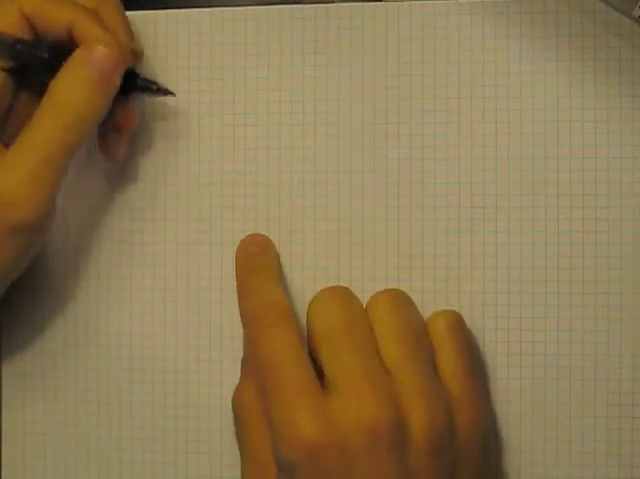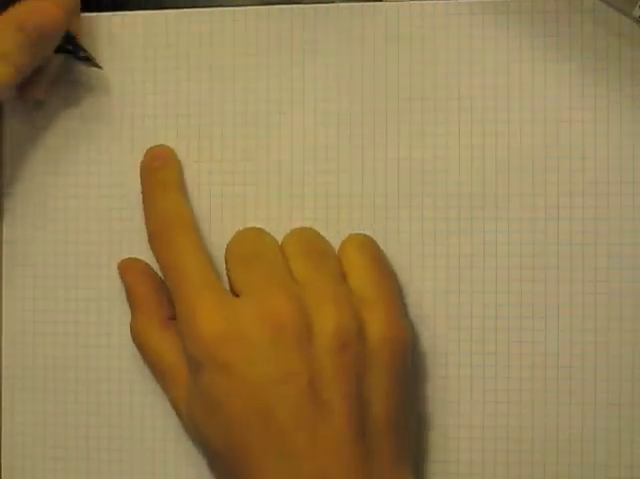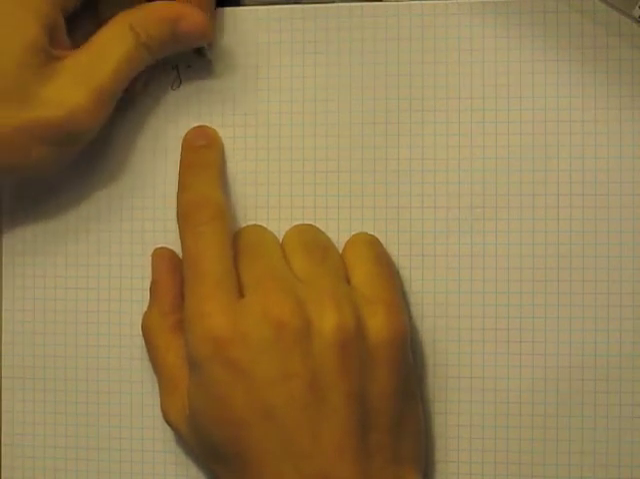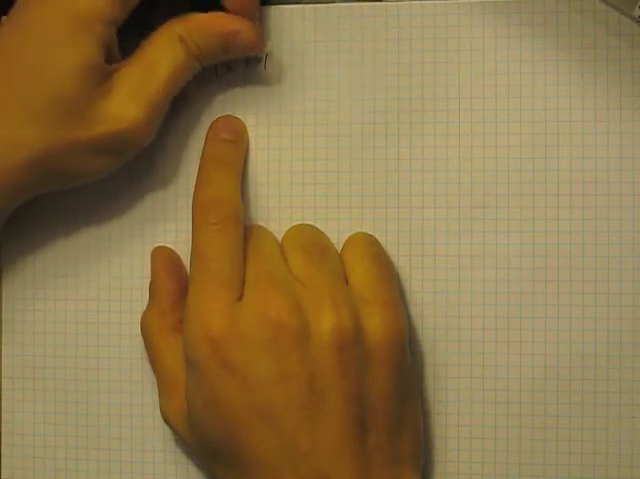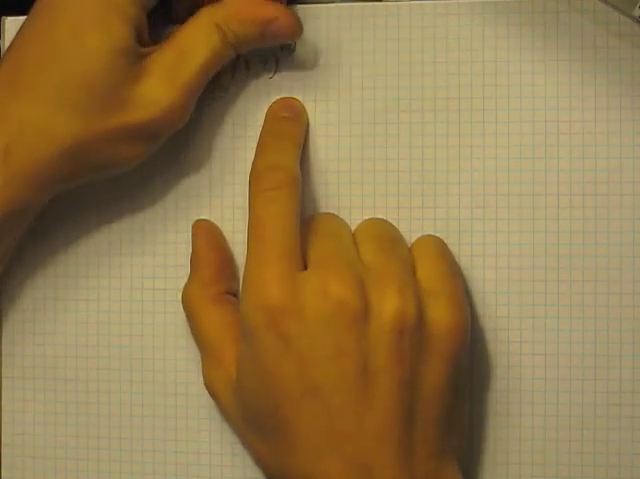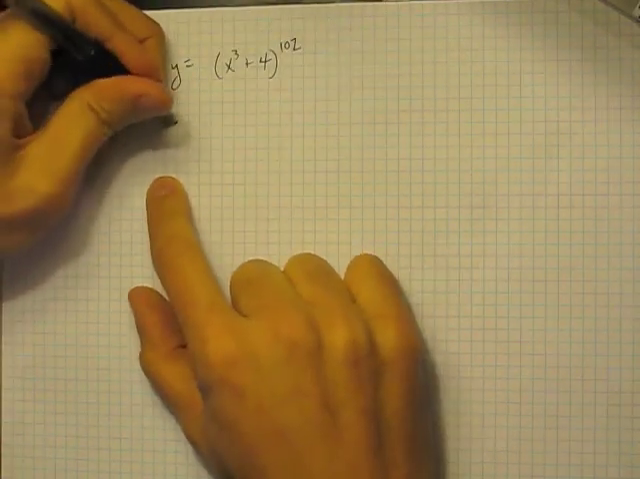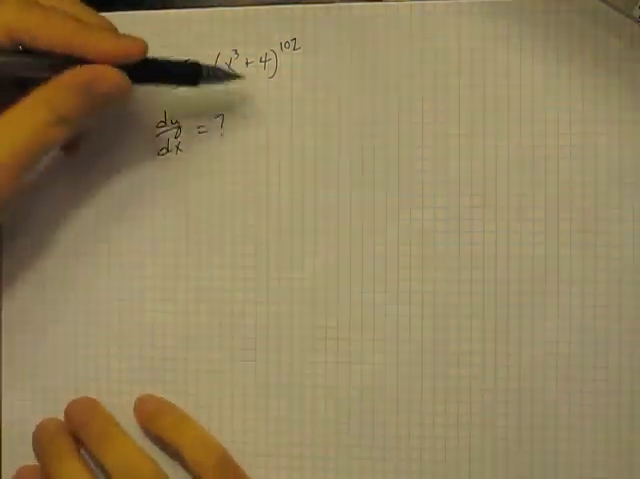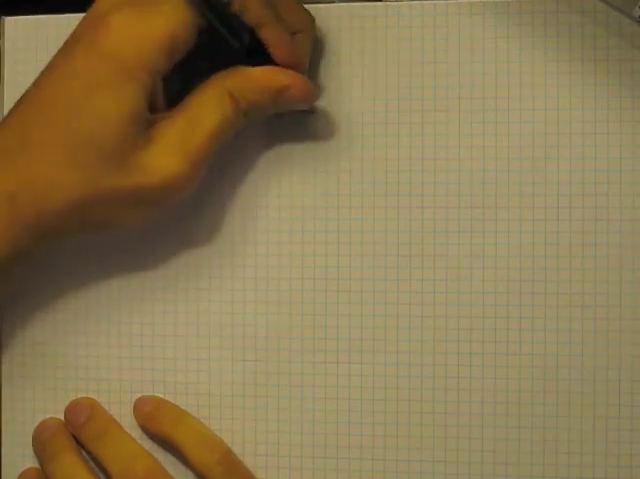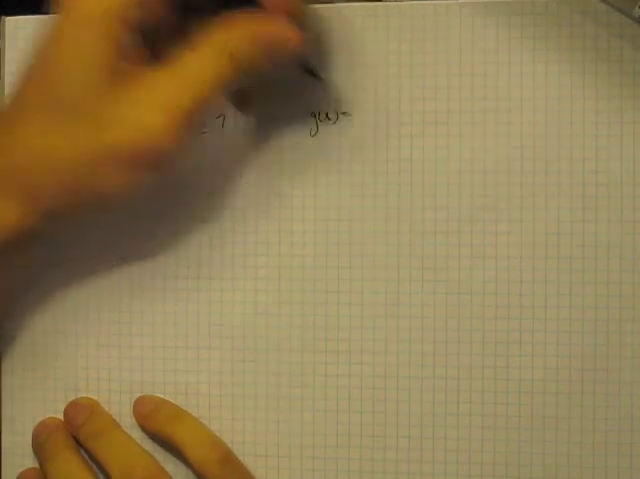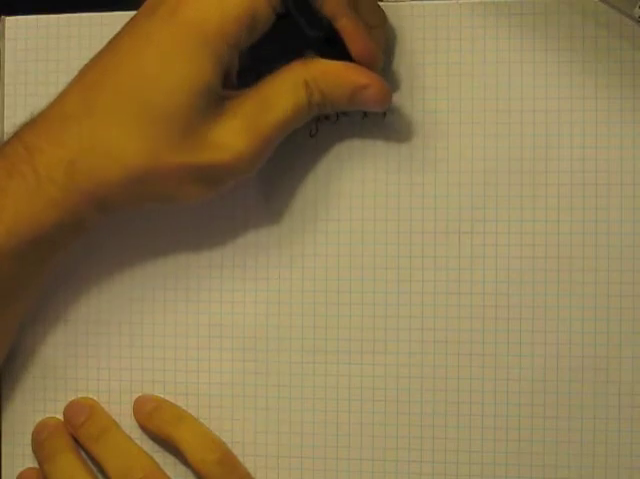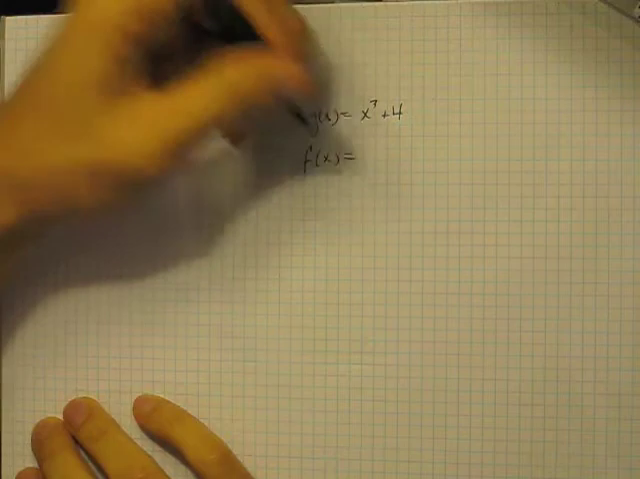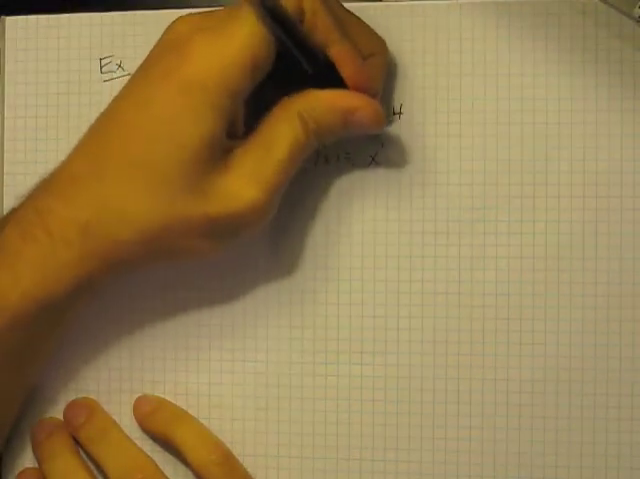So let's try another one. y is equal to (x cubed plus 4) raised to the 102 power. Okay, then what is dy/dx? Okay, here we've got an inside function, x cubed plus 4, and we've got an outside function, which is x raised to the 102 power.